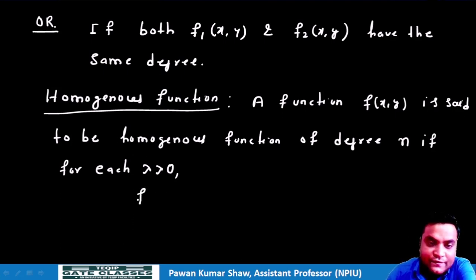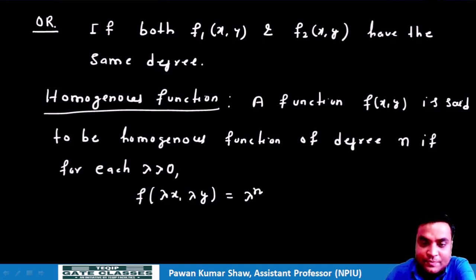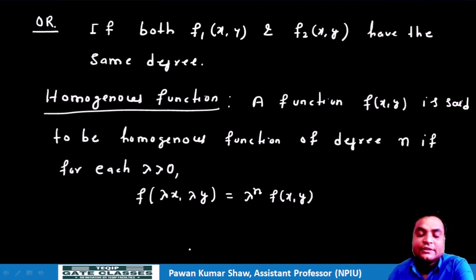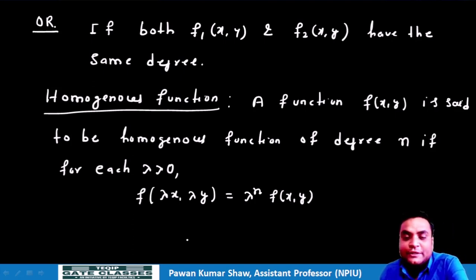we can write f of x,y, we can replace it with f of lambda x, lambda y, and if you are able to write it as lambda to the power of n times f of x,y, then in that case we can say that the function f of x,y is a homogeneous function of degree n.